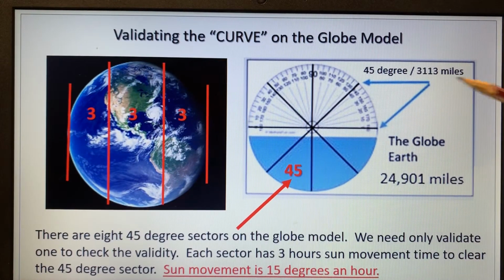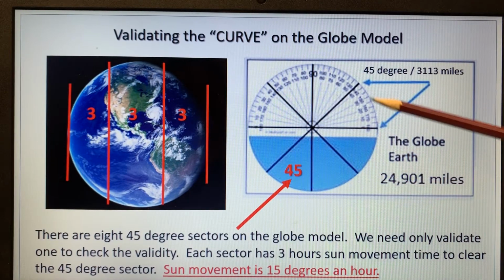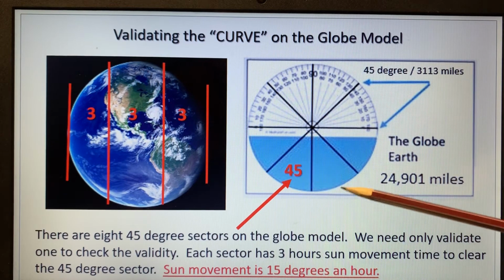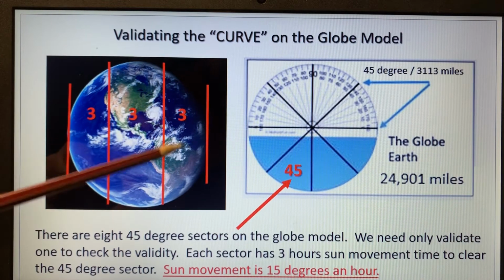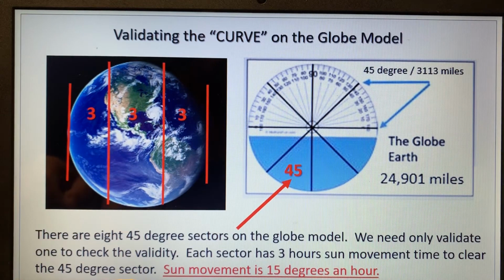And how do we break those sectors down? Here on the globe model, we have 8 sectors, or 8 45-degree sectors, mostly what you find on the internet. The globe, what they say, the circumference is about 24,901 miles. And each sector is just a little bit over 3,000 miles. And we'll break that down into each 3-hour section, or 45-degree sector. Remember, again, sun movement is 15 degrees an hour.